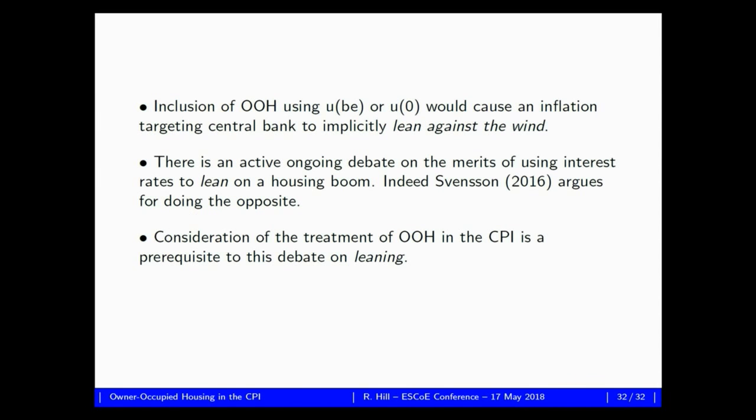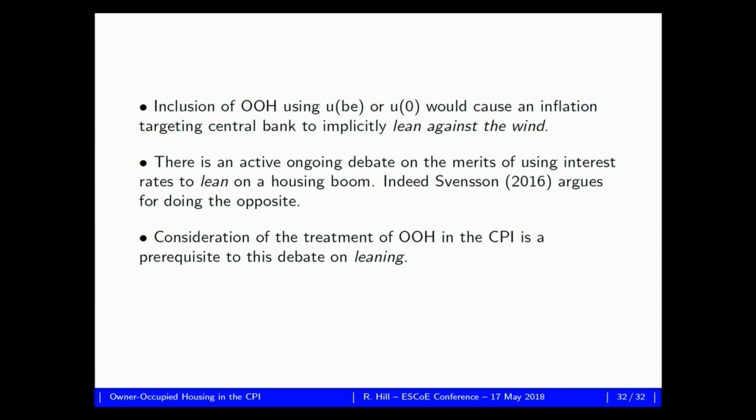So the final slide then. One other issue we just want to mention is that if you do a user cost approach, it would likely generate some natural leaning against the wind. This is the thing about saying when house prices go up, should the central bank depart from an inflation target and raise interest rates to try and cool down the housing market? And we say that if you include owner-occupied housing using our kind of user cost approaches, this will happen naturally: when house prices rise, the CPI will go up. And so if you've just got a standard inflation target, that will naturally elicit the response in terms of monetary policy.